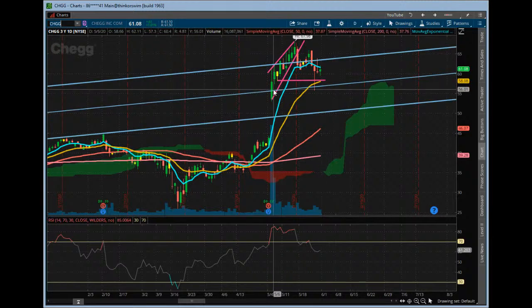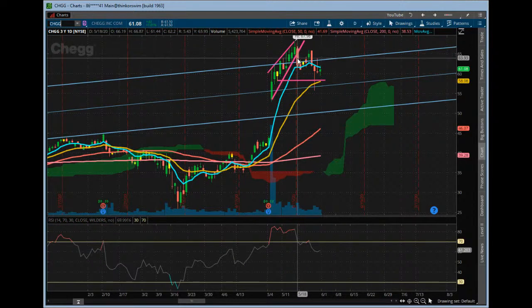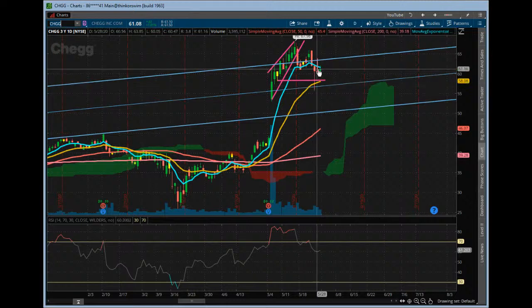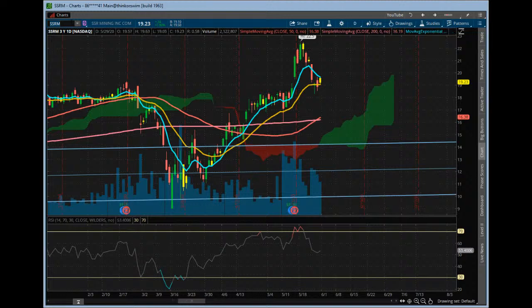All right, so Chegg, nice move up here. Actually kind of gave this rising wedge type pattern as it broke down here. Retest those levels and back down. So it's below the 80 MA, so let's see how that can hold. SSRM, inside day, below the 80, sandwiched between the 8 and the 21 moving averages. So let's see what that's up to there.